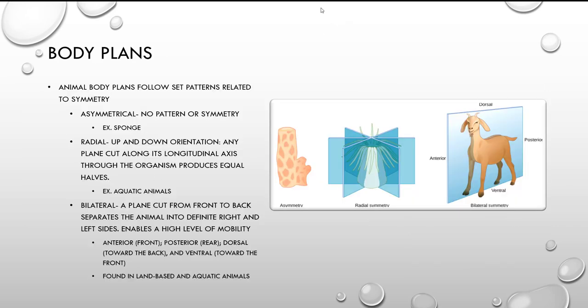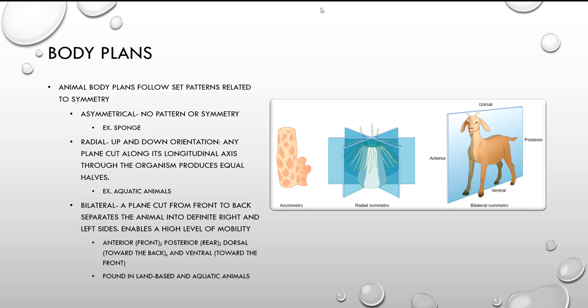So we're going to start out by talking about body plans. So what is a body plan? An animal's body plan follows a set of patterns related to symmetry. We're going to talk about the three main types of body plans that we see in animals. So we have asymmetrical, radial, and bilateral.